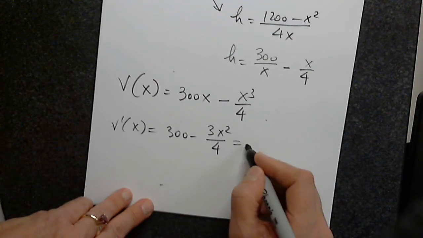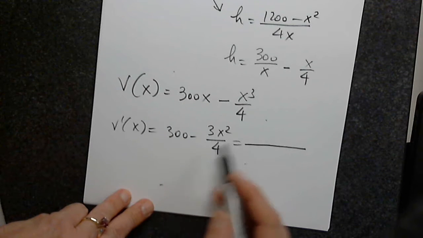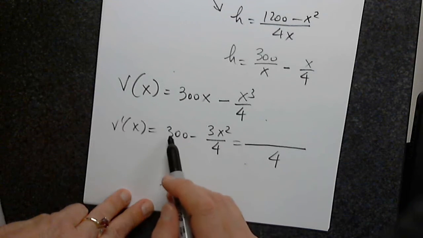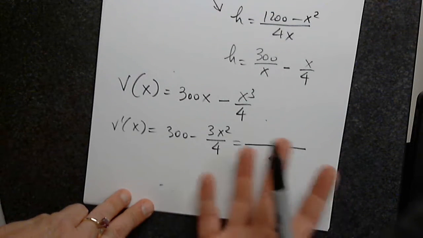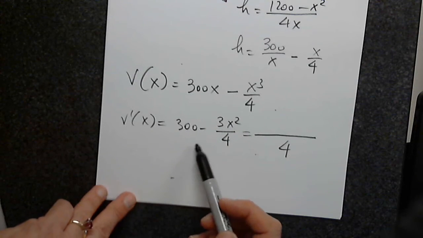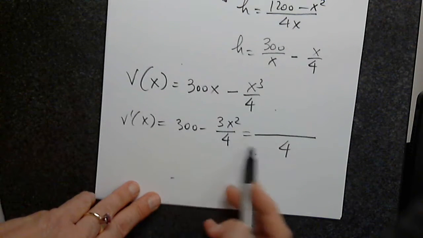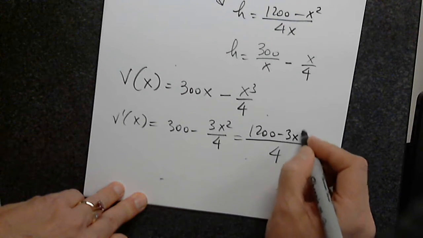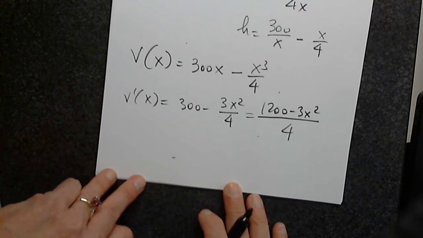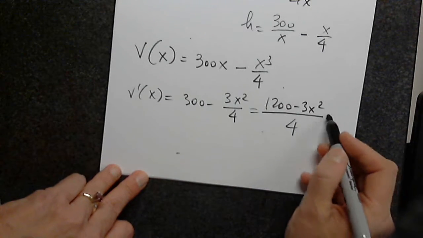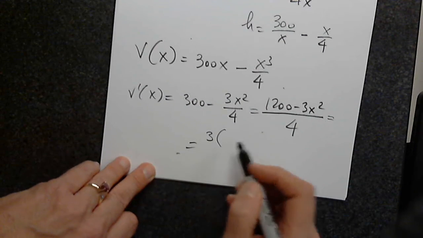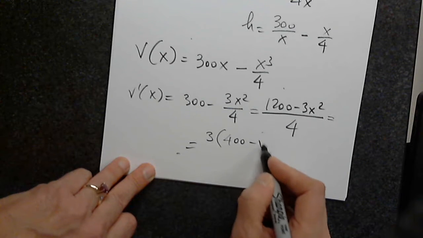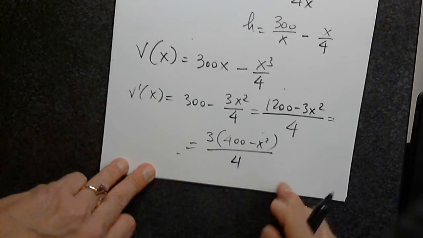That's fine. So the least common denominator is 4. So then we can differentiate at this stage. We can set it equal to 0, but I prefer simplifying it before I do anything. So 1200 minus 3x squared. You can factor out the 3. That's even easier. So 400 minus x squared divided by 4.